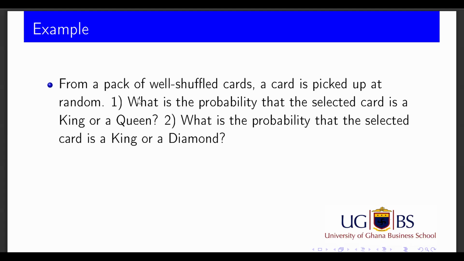But king union diamond doesn't mean that you should just find the probability of a king plus the probability of a diamond. You need to take out something. What do you take out? The intersection, king and diamond. Why? To avoid double counting. Why is there double counting? Where they are kings and then diamonds also.